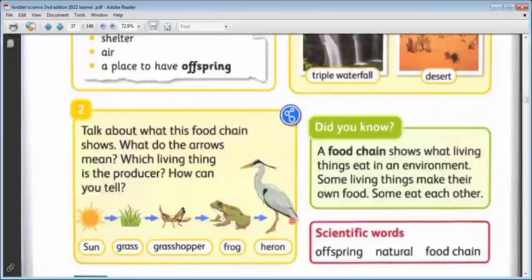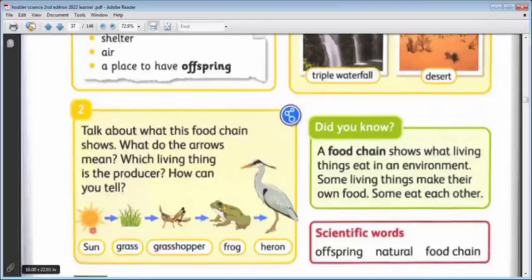A food chain shows that a living thing eats another living thing that's present with it in the same environment. They are all present in the same environment. Each living thing eats another living thing. Heron eats frog, frog eats grasshopper, grasshopper eats grass, grass makes its own food from the sun.